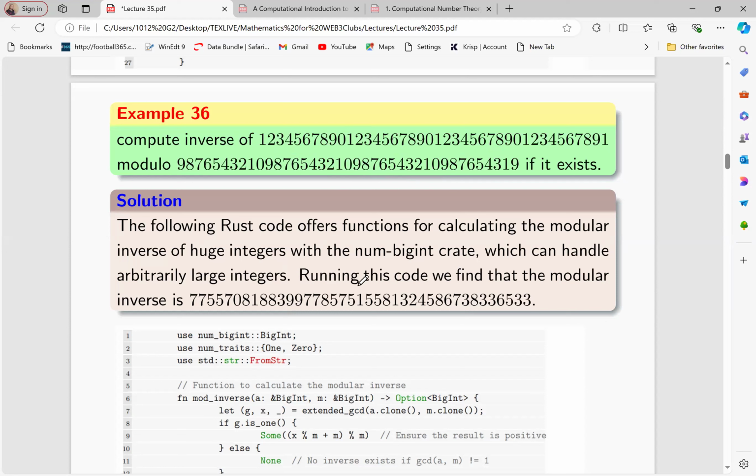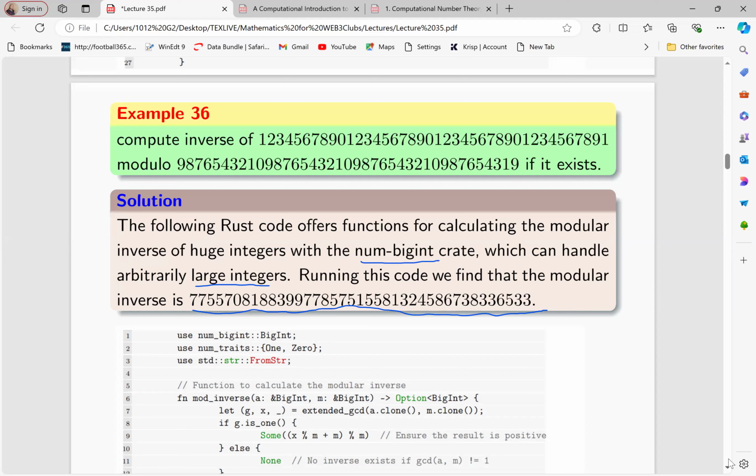Now, the following Rust code offers functions for calculating modular inverse of huge integers. The library we shall be using is the num big integer. This one handles large integers. And when we run that code, the code that is just below this, we get this as the inverse. This becomes the inverse.